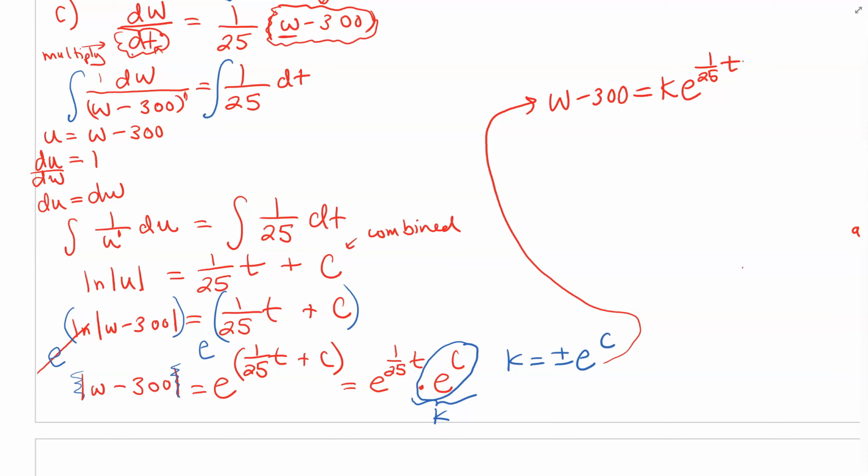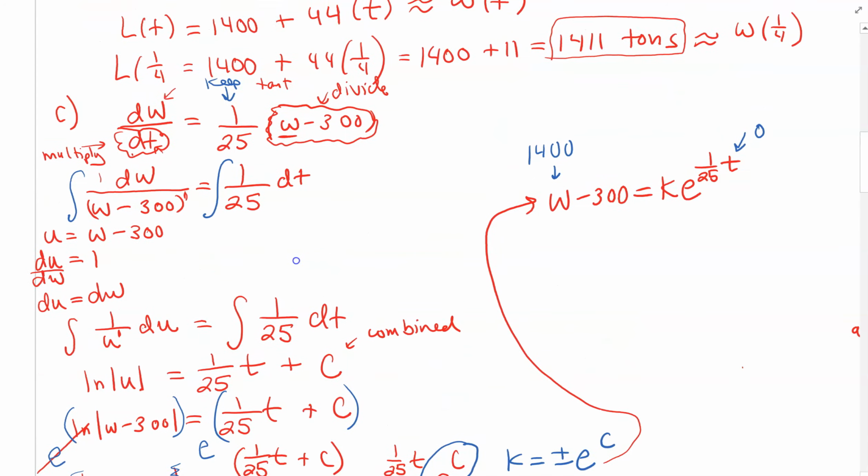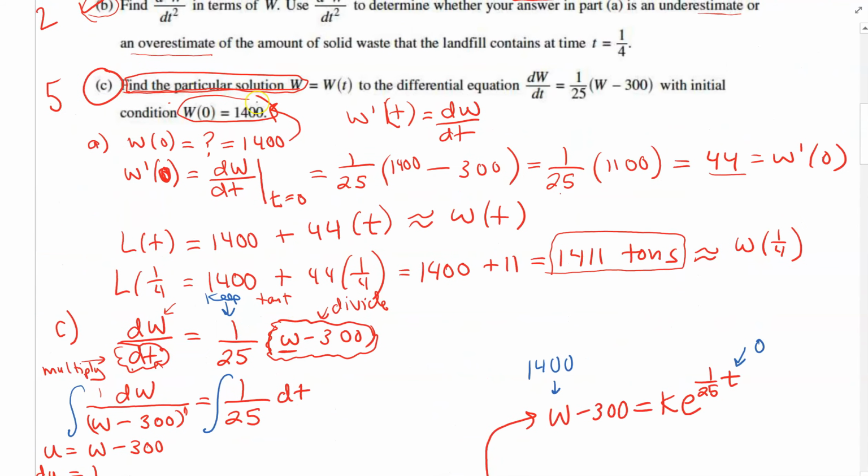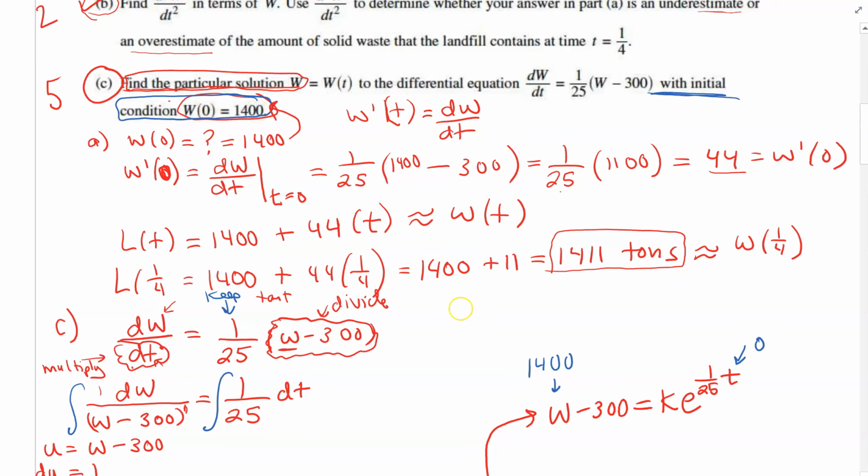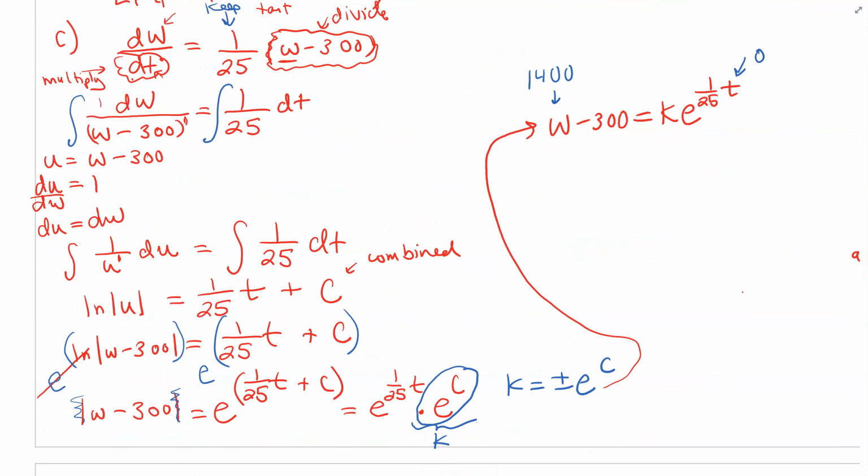Okay, now before I fully solve for w, I think I'm going to go ahead and do my initial condition here because I need to solve for k. So I'm going to plug in my initial condition, which is 1400 for w and then 0 for t. And just to quickly remind you, that was what they told us to do in the problem. It said find the particular solution with the initial condition when t is 0, w is 1400. So I'm going to plug those values in here and get this.